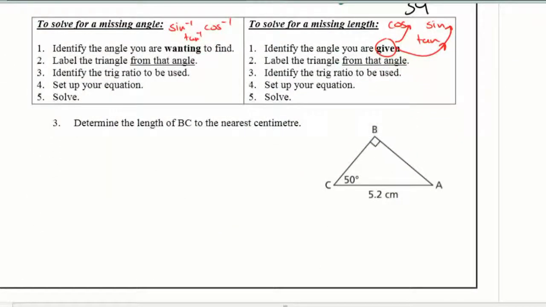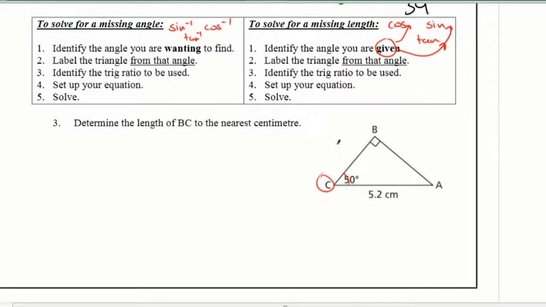Determine the length of BC to the nearest centimeter. So BC is over here. I want to find that length. So what am I given? I'm given this angle, and I'm given this side. Those are the two pieces of information I'm given. If I look up above here, it says to find a missing length. That's what I'm trying to do. I need to first identify the angle I'm given. So I'm given angle C. All right, step one. Step two, label the triangle from that angle.